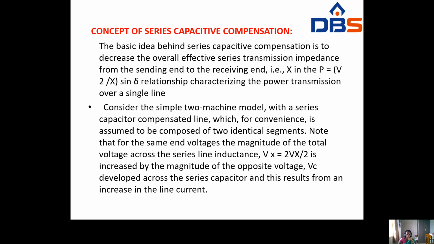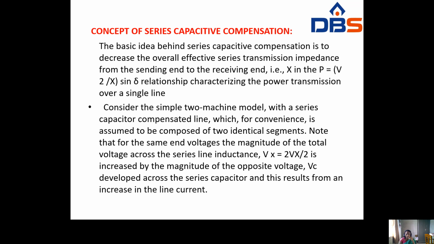Here consider the simple two machine model with a series capacitor compensated line, which for convenience is assumed to be composed of two identical segments. Note that for the same end voltages, the magnitude of the total voltage across the series line inductance, Vx equal to 2 times Vx by 2, is decreased by the magnitude of the opposite voltage Vc developed across a series capacitor, and this results from an increase in the line current.